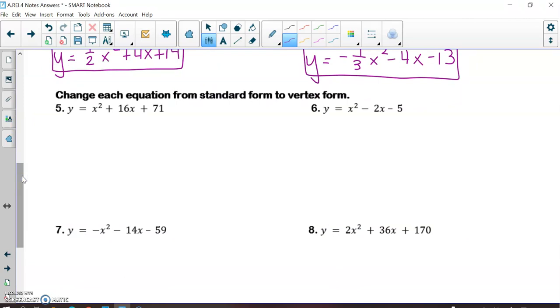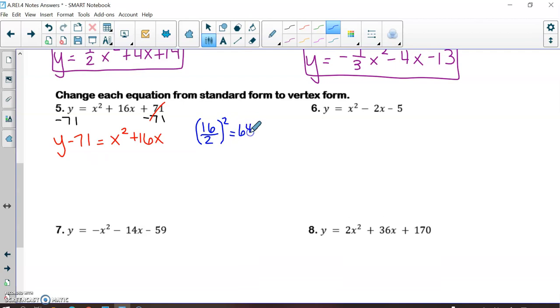Actually, this is a modified version of completing the square. We're first going to move our constant to the side that the y value is on. Okay, so now I have y minus 71 is equal to x squared plus 16x. Now I'm going to take my b value, which is 16. I'm going to divide by 2, and I'm going to square that number. 16 divided by 2 is 8, and 8 squared is 64. I'm going to add that 64 to both sides to keep this equation balanced.